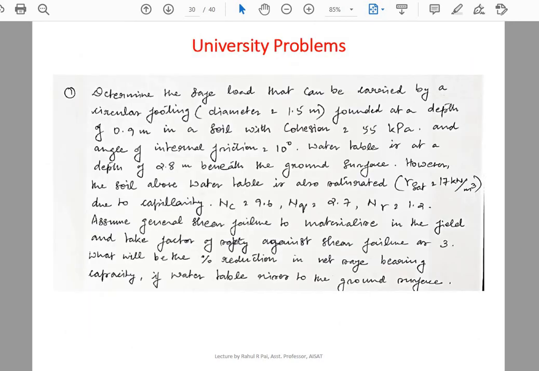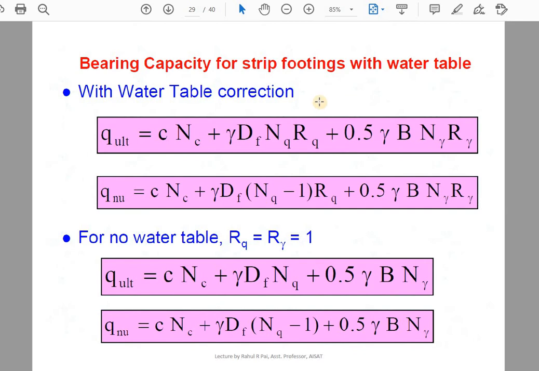So now let us move on. Just giving some glimpses of the equation. To find the ultimate bearing capacity, this is the equation: cNc plus gamma Df Nq rq plus 0.5 gamma B N gamma r gamma. This is for a strip footing. Now if there is no water table, rq and r gamma are 1. To find the net ultimate, the only difference is that this term becomes Nq minus 1.